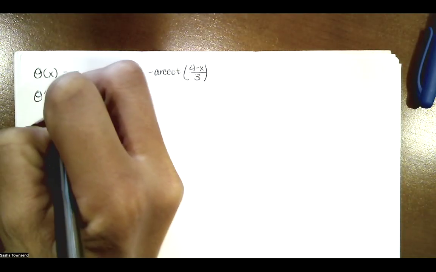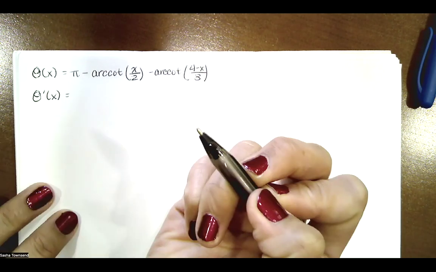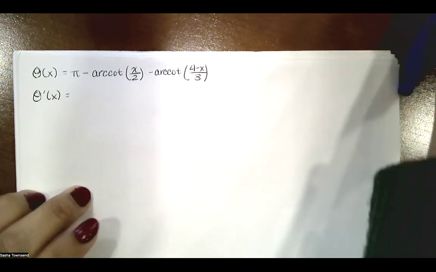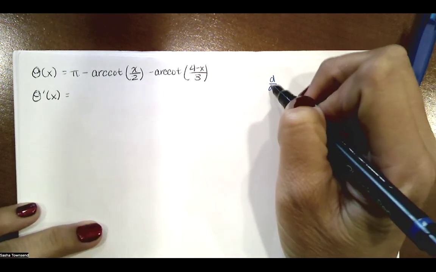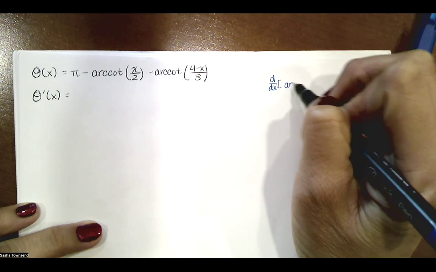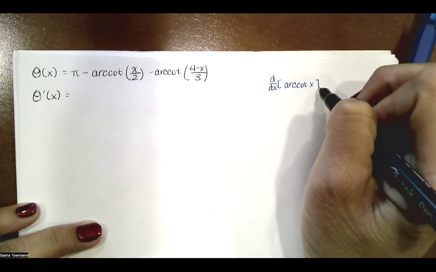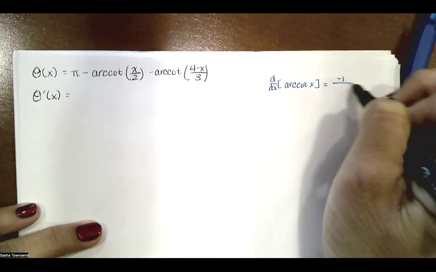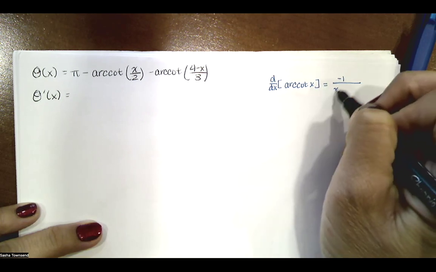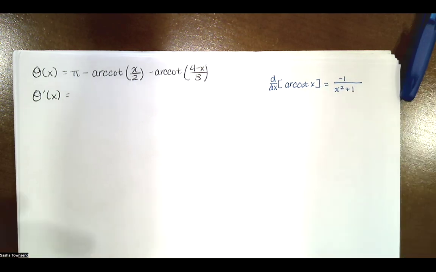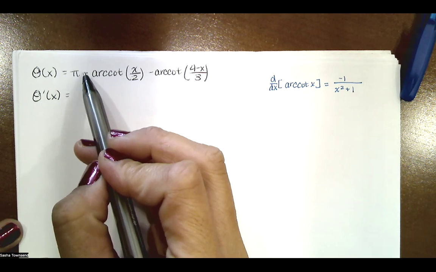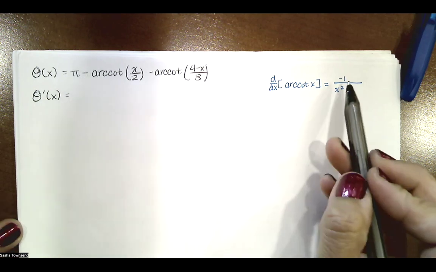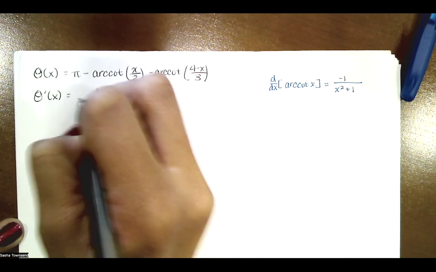So we'll compute the derivative. The derivative of pi is 0, and then the derivative of arc cotangent is a -1, let's write that rule down, divided by our input squared plus 1. So it's just -1 times the derivative of arc tangent. Now, because I have a -1 factor here, that -1 times that -1 is going to give us a +1, and we'll have to use the chain rule.